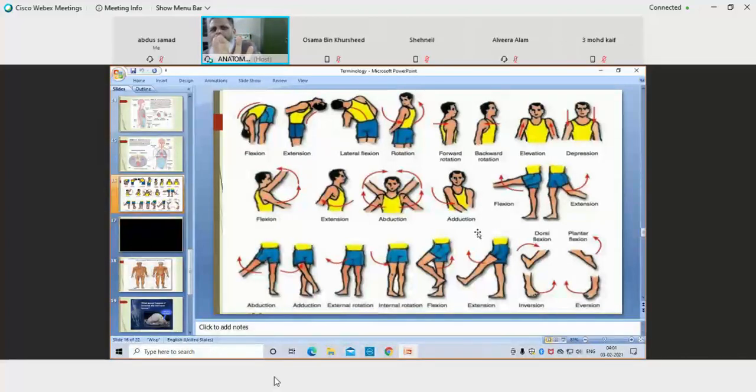The bend at this joint is flexion. The bend here is flexion. The bend here is flexion. The bend at the wrist is flexion. The bend at the elbow is flexion. And now the opposite, the straightening movement, or the extension.